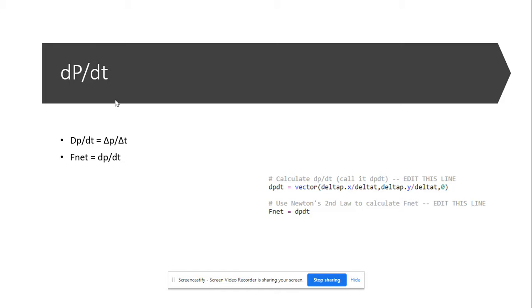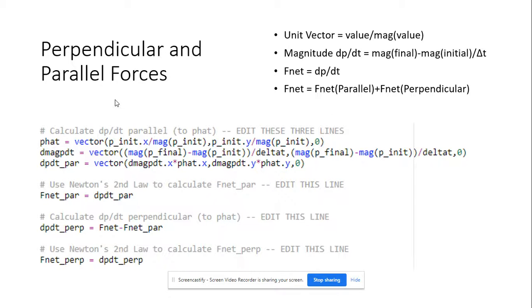Then we have to calculate delta dp dt, which is simply the change in momentum over the change in time. dp dt is also equal to the net force. And so in this case, we used the x and y delta p over delta t, and then set f net equal to dp dt.